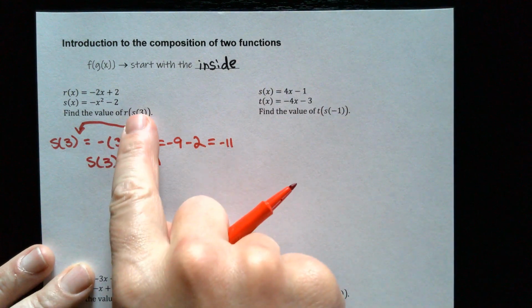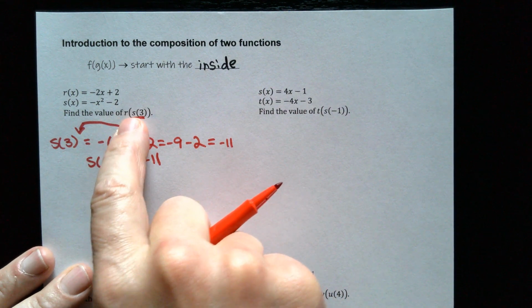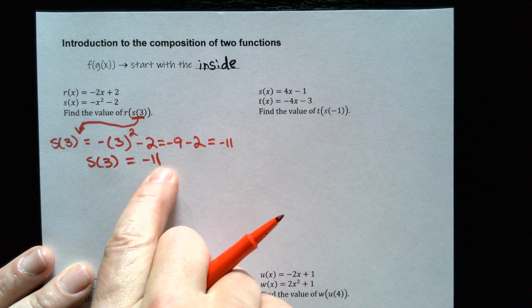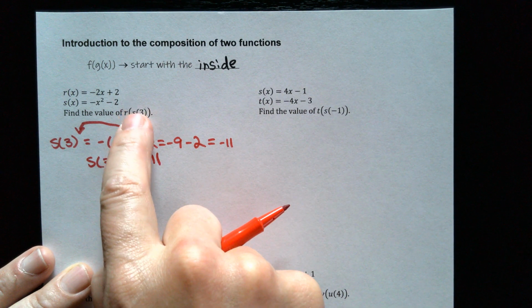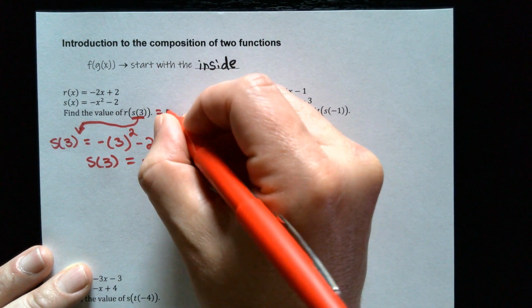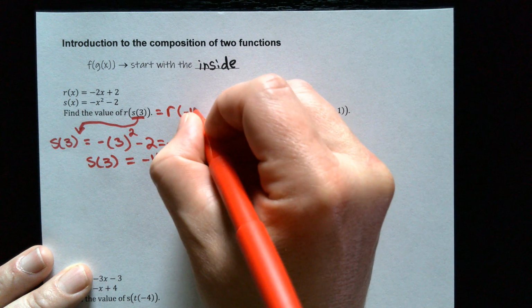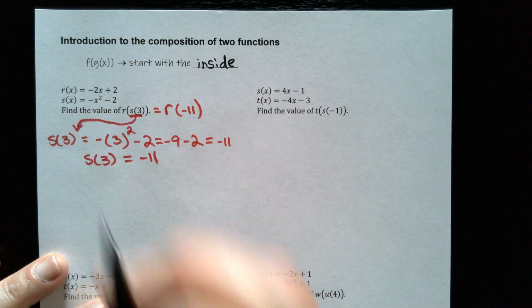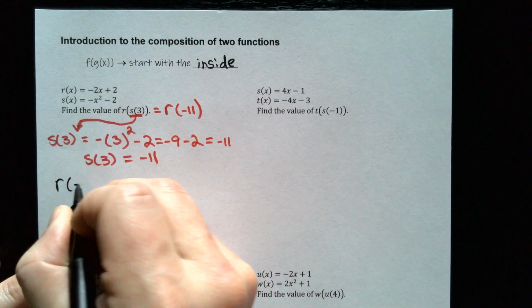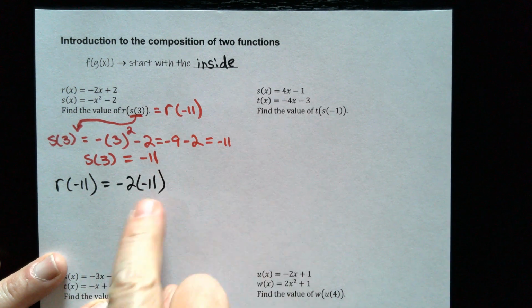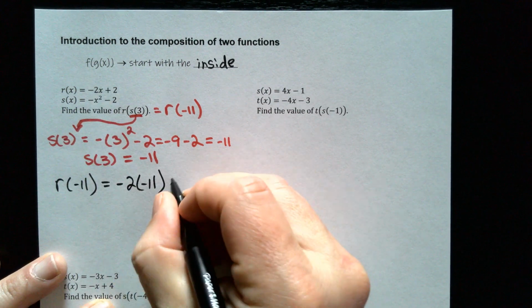So when it asks us to find r of s of 3, now we know what s of 3 is. S of 3 is equal to negative 11. So instead of putting s of 3 on the inside, I can just say that's the same thing as r of negative 11. I plug in negative 11 into r of x. So r of negative 11 is equal to negative 2 times negative 11, putting the 11 where the x is, plus 2.